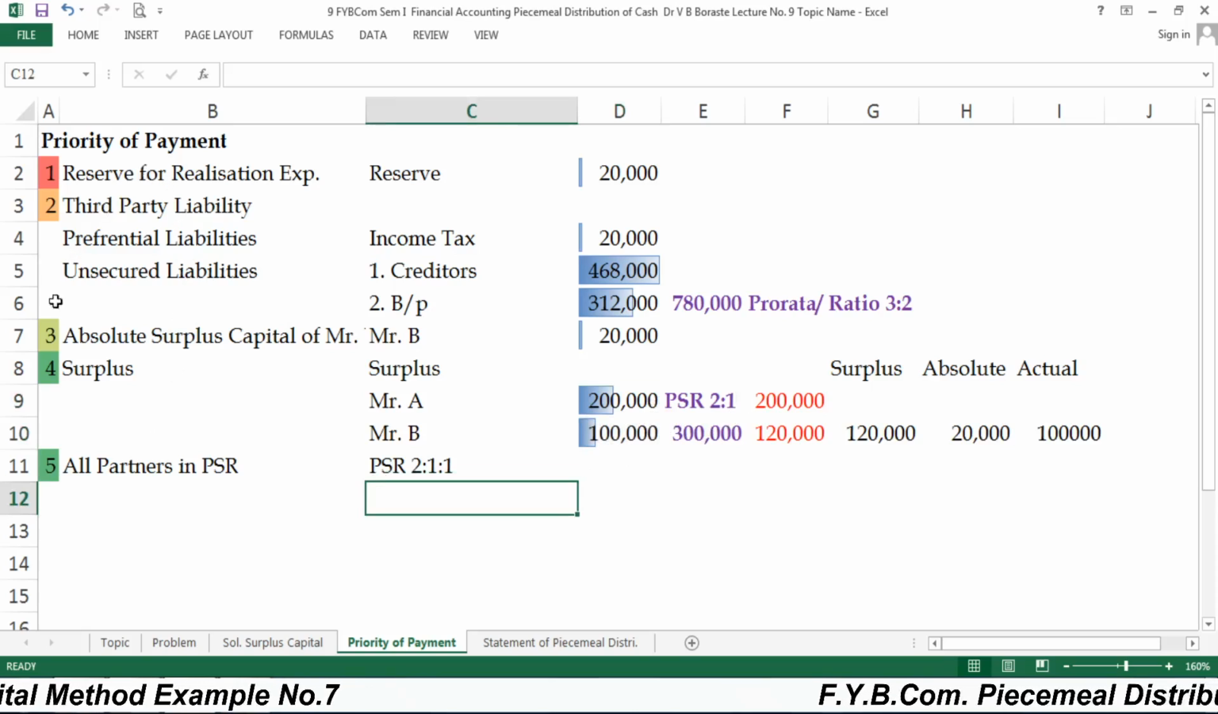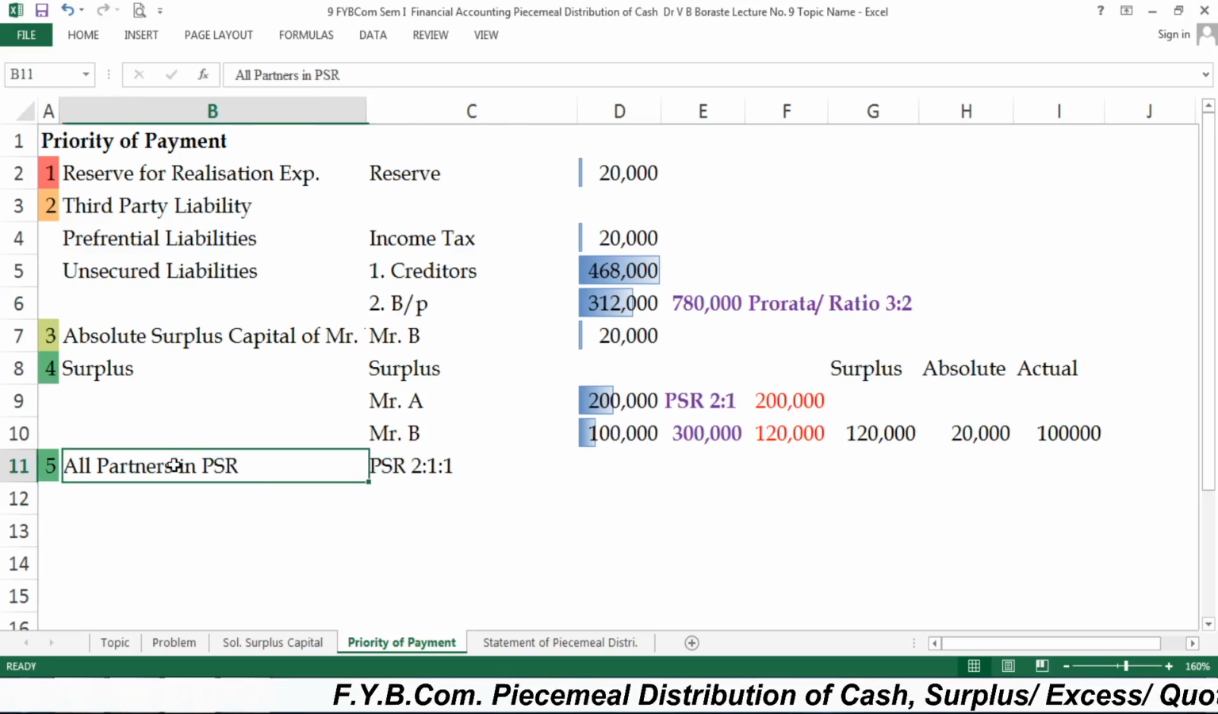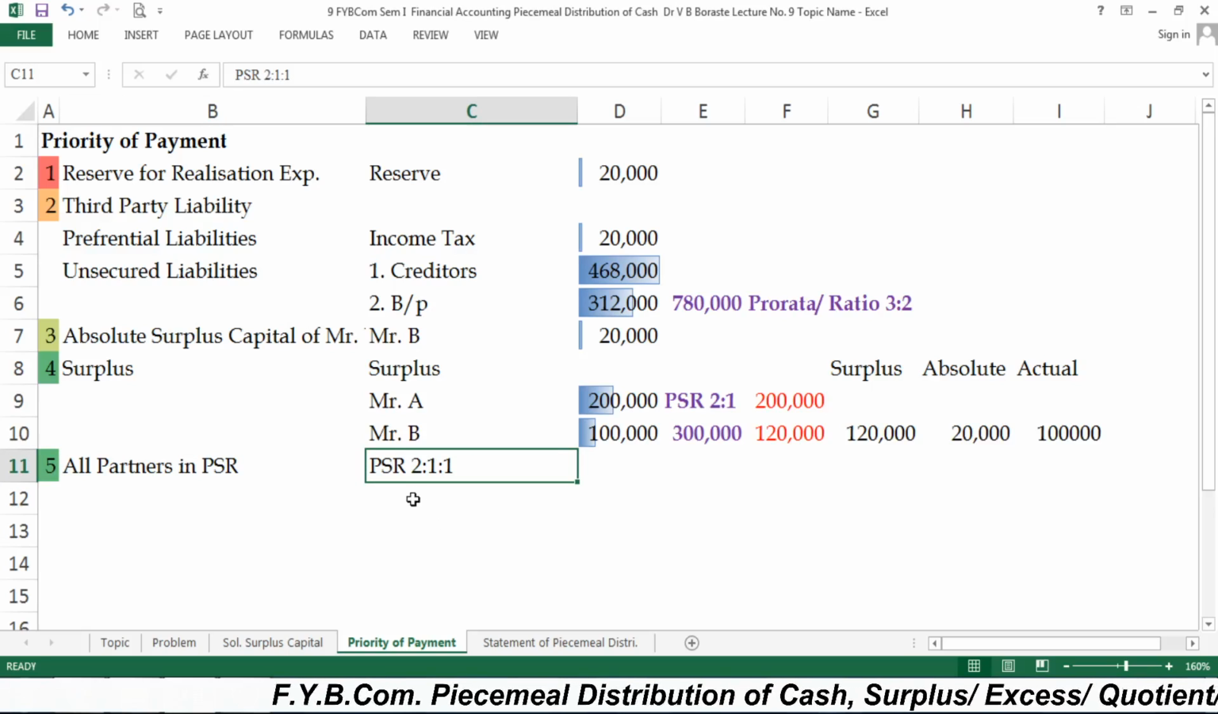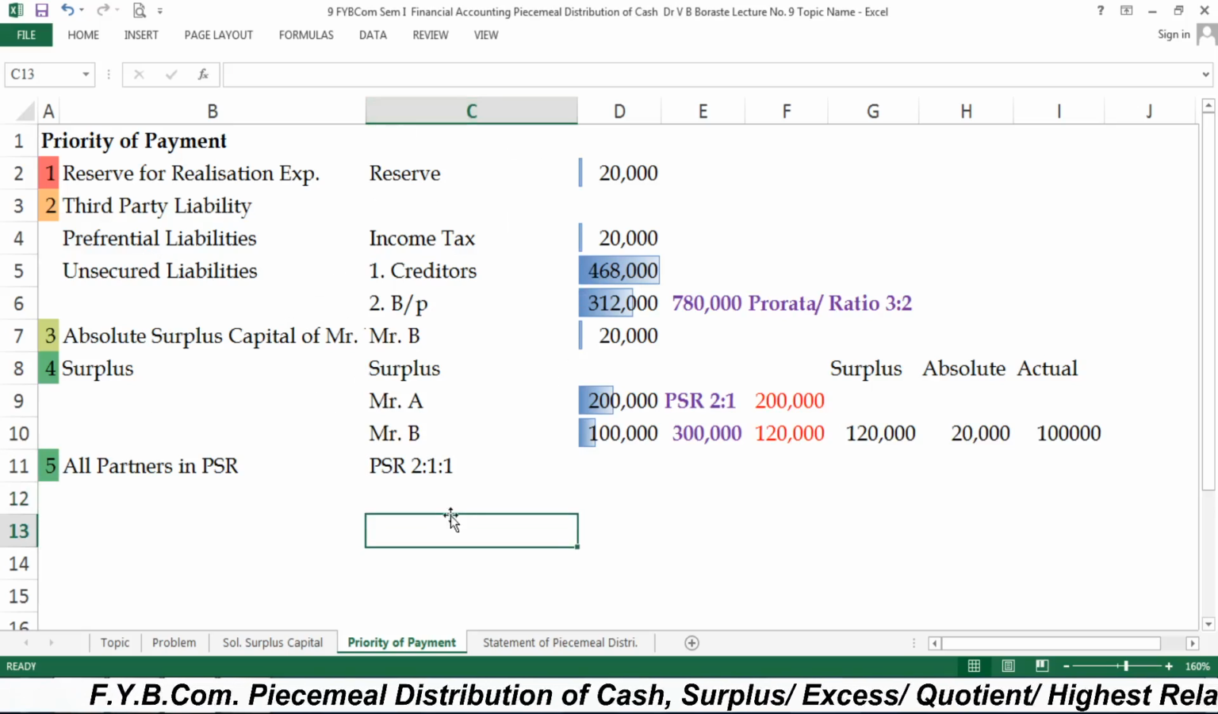After the payment of all the liability, that is realization expenses, third party liability of income tax, unsecured liability like creditors and bills payable, absolute surplus of the particular partner, that is in case of this example Mr. B, then surplus capital of A and B, we can pay all partners in profit sharing ratio if we have money in our hand. So in this way we must prepare a priority of payment.